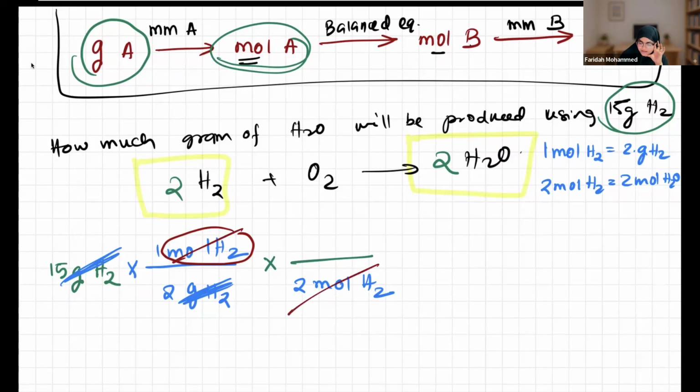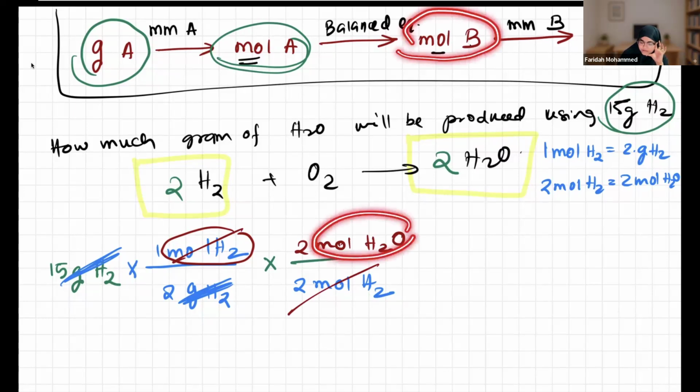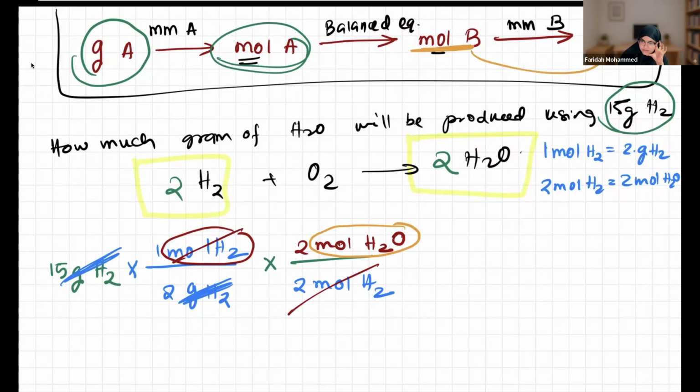We want to be able to cancel it, and then the 2 moles of water are going to go on the top. Where are we right now? Moles of B. You see? Okay, we are at moles of B. How do we get to grams of B?